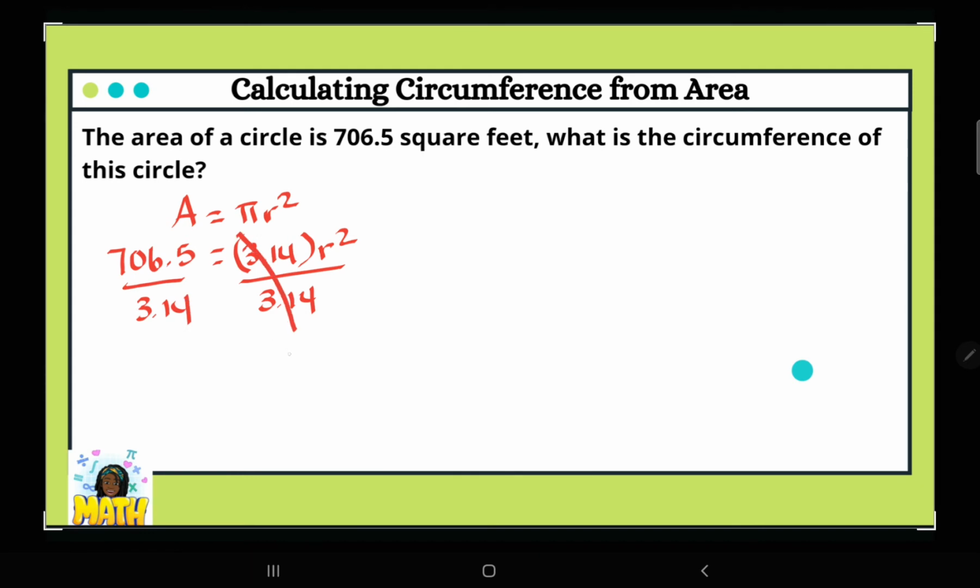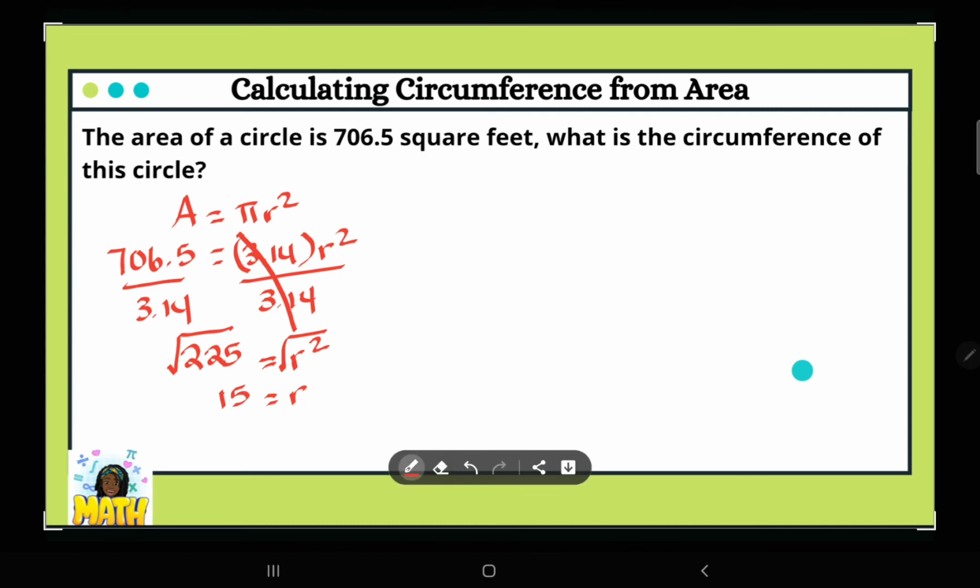This here will cancel out. I'm left with r squared. 706.5 divided by 3.14 is going to be 225. So now I'm going to take the square root of both sides, and I find that r is equal to 15. So 15 times itself is equal to 225. Now for my diameter, I'm going to take my 15 and multiply it by 2. So I find that my diameter is 30 feet.